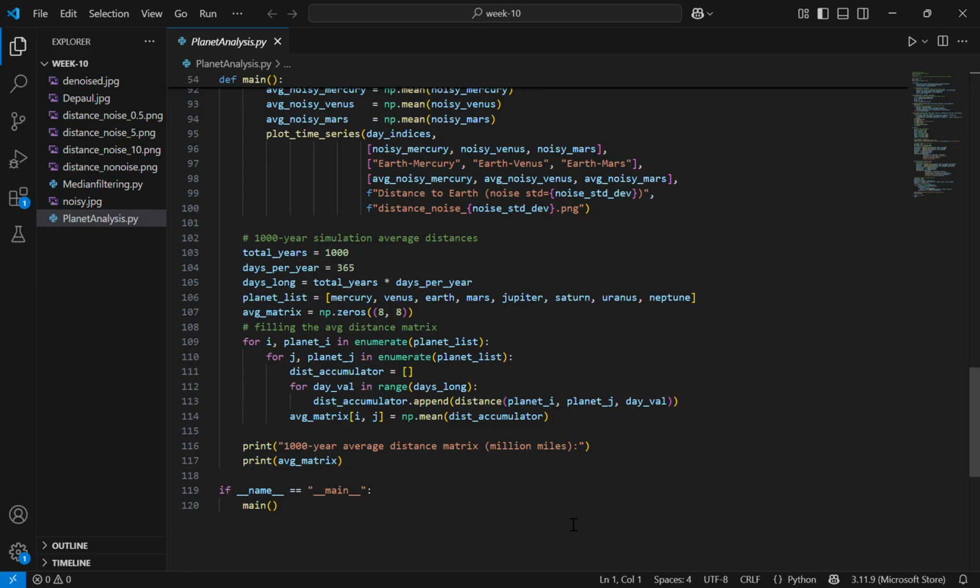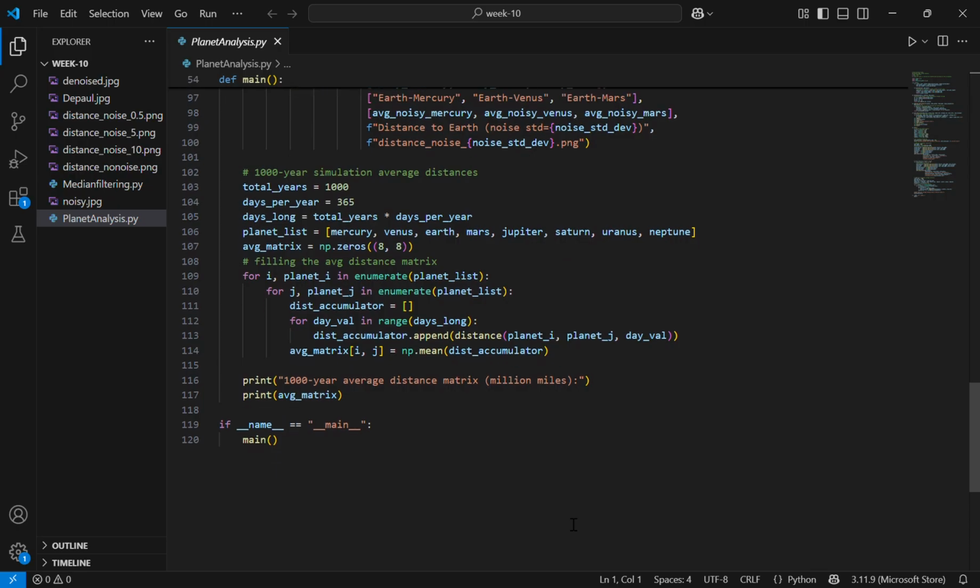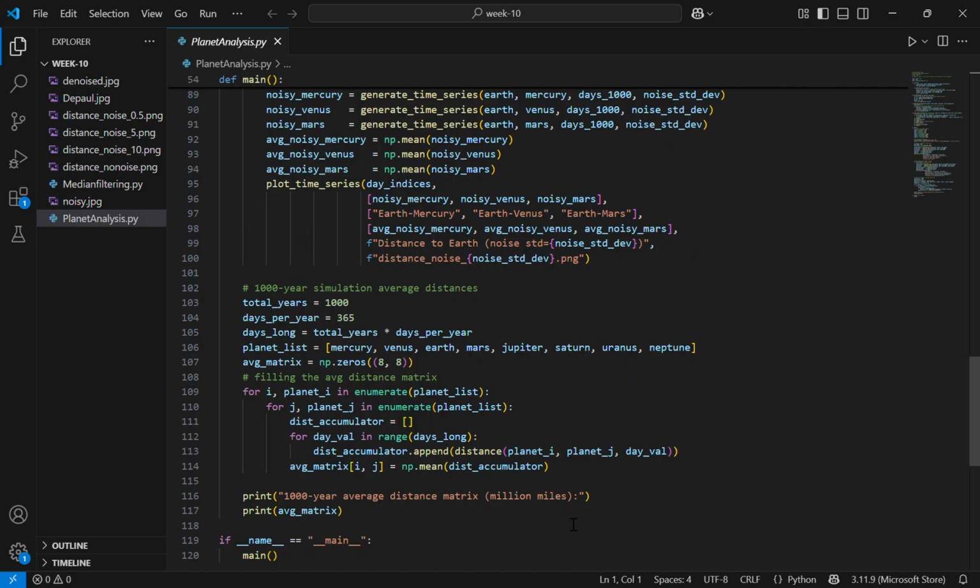When I add the zero mean noise, increasing the standard deviation, the daily curves become fuzzier and have an average of zero. The averages are also calculated, and the noise cancels out over the many days and does not change which planet is closest to the Earth on average.